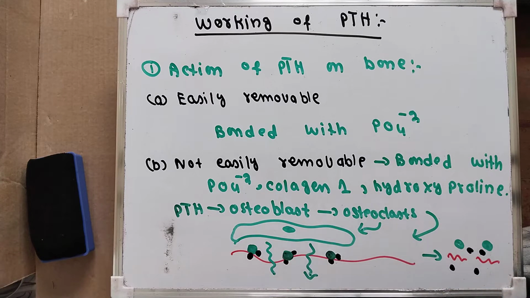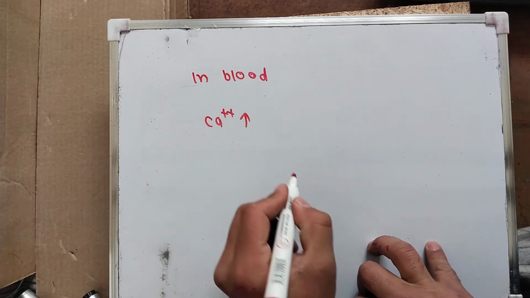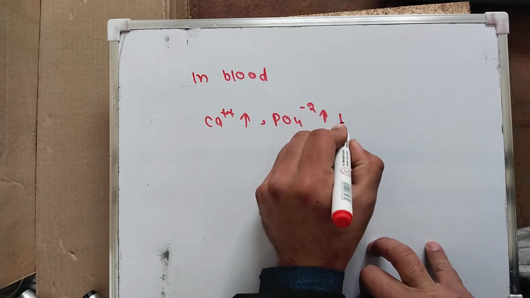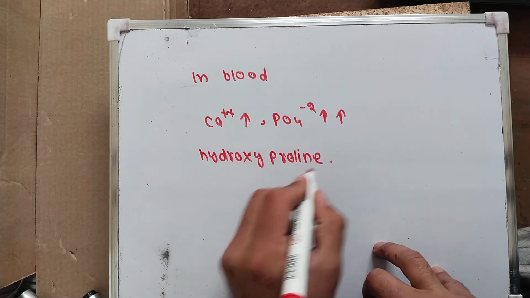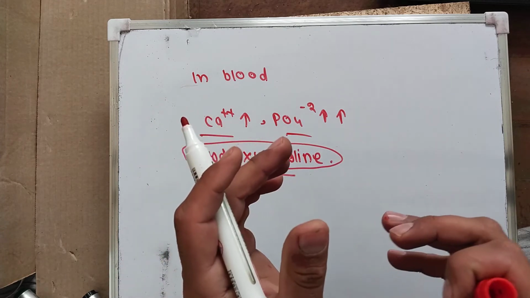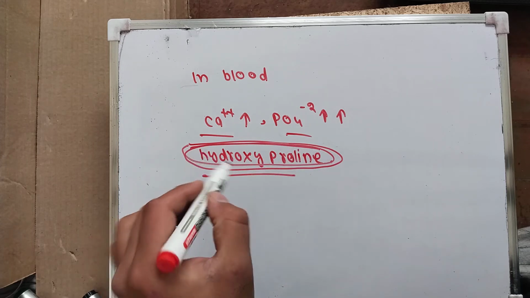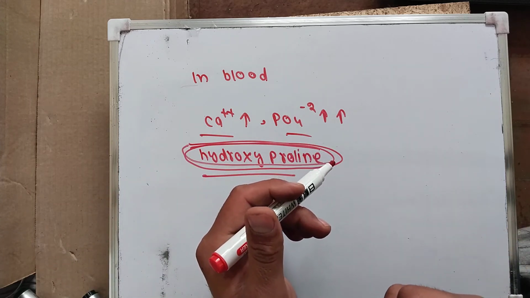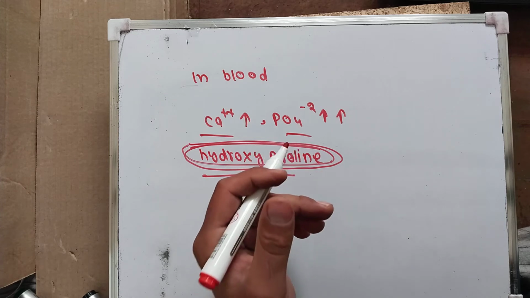Thus in the blood, what actually will happen is that calcium ion concentration increases, phosphate concentration increases, and hydroxyproline concentration also increases. This hydroxyproline goes out of the body through the urine. So when we test the urine for hydroxyproline and find a high concentration of hydroxyproline, it indicates that there is bone resorption somewhere, and that parathyroid hormone is high in the body.